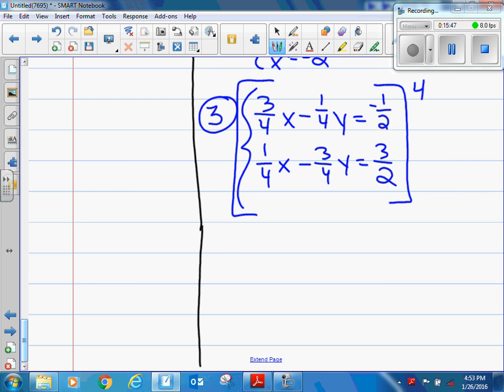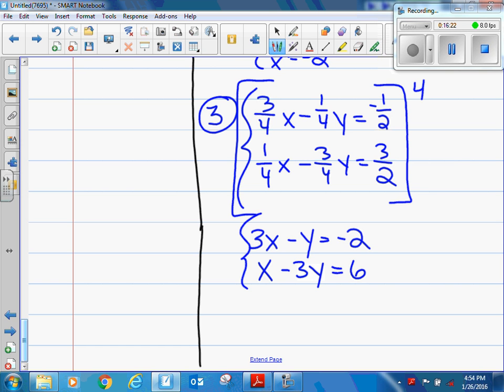So I'm going to multiply by everything. 4 times 3/4 gives me 3x. Here I have -1/4 y times 4, that's -y. And then I have -1/2 times 4. Half of 4 is 2, 2 times -1 is -2. Okay, do the same to my bottom. Multiply my x term, I get just x. -3/4 times 4 is going to give me -3y. And then I have 3/2 times 4. 2 goes into 4 2 times, so 3 times 2 is 6.